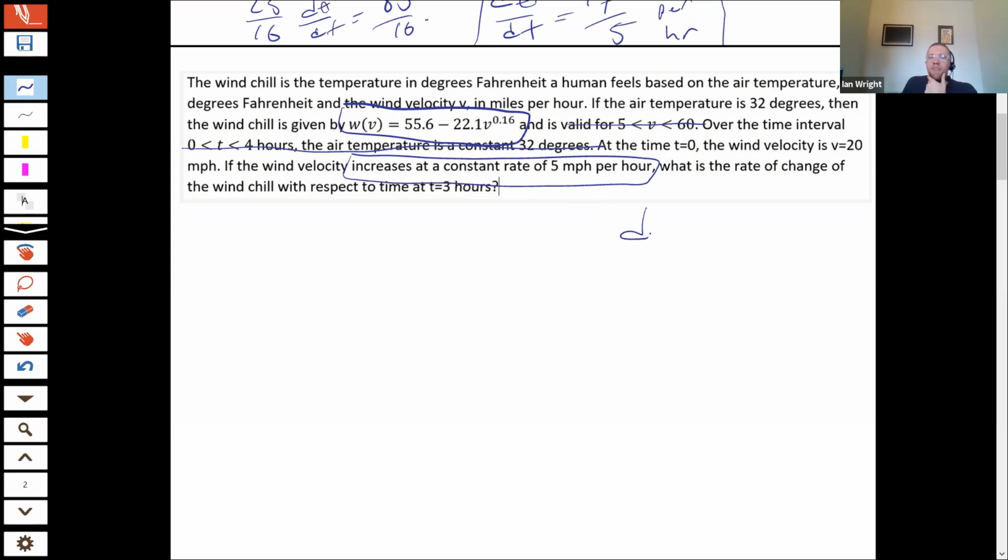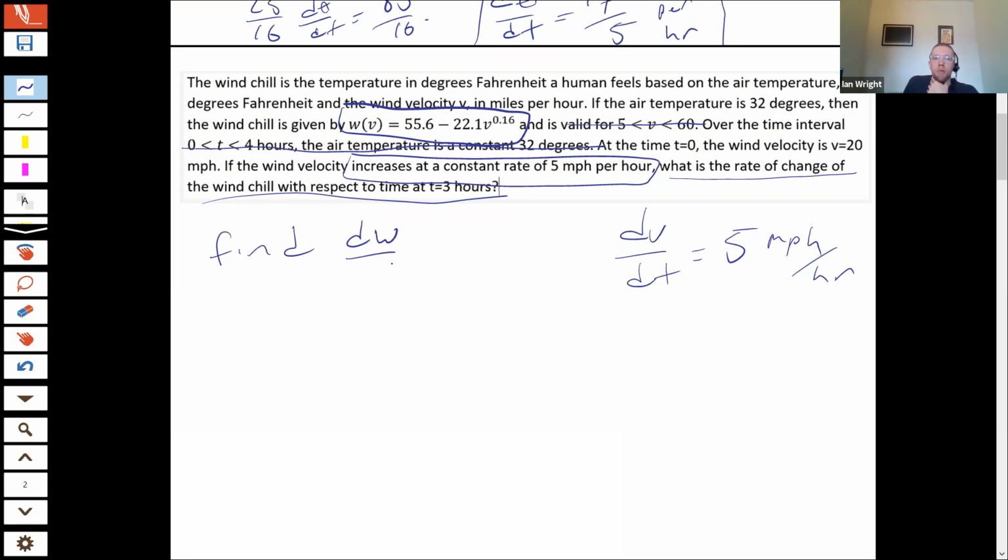Okay, so I can say dv dt is 5 miles per hour per hour. What is the rate of change of the wind chill with respect to time at t equals 3 hours? Okay, so we need to find the rate of change of the wind chill with respect to time. So dW, my wind chill, dt at t equals 3.